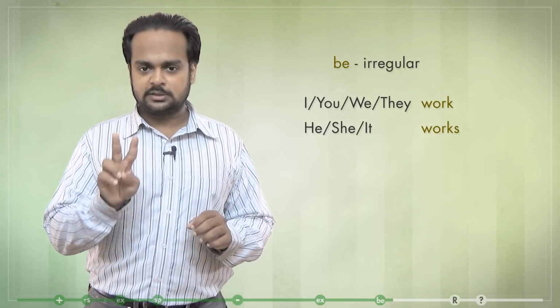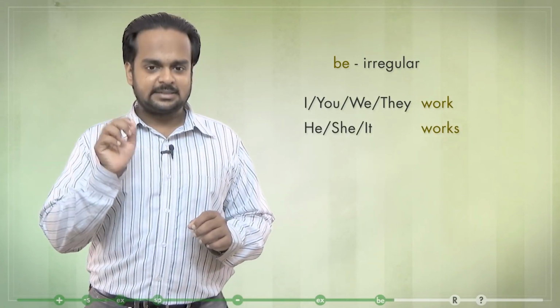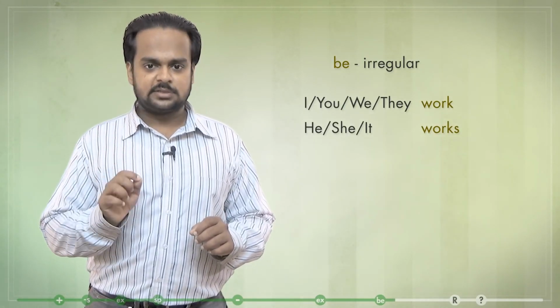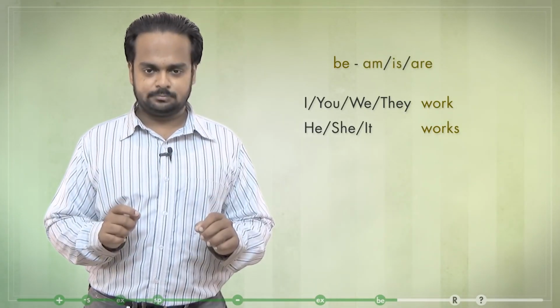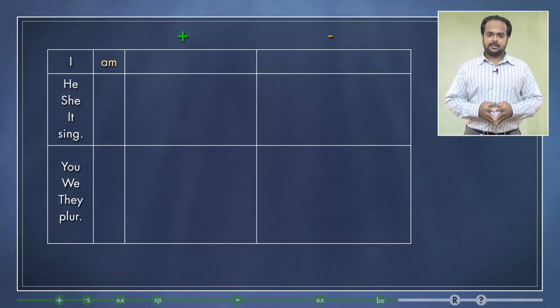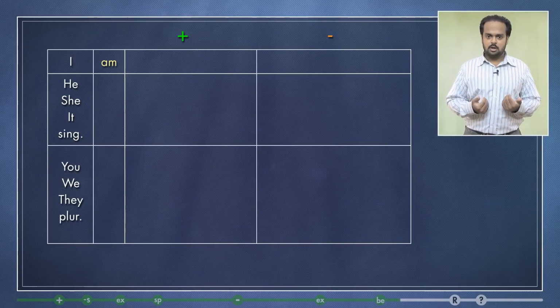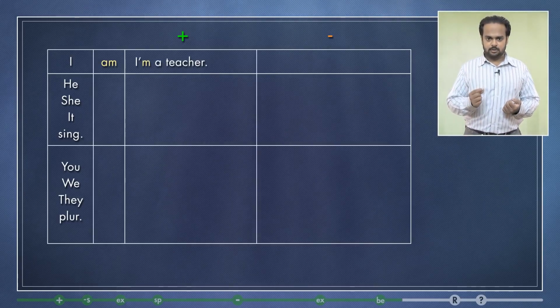They have 2 present simple forms, except for the verb be. This verb has 3 forms: am, is, and are. If the subject is I, we use am. For example, I am a teacher. In speech, we normally shorten this to I'm a teacher.